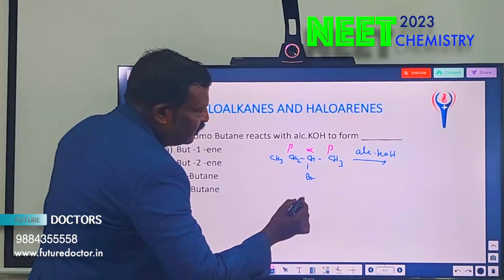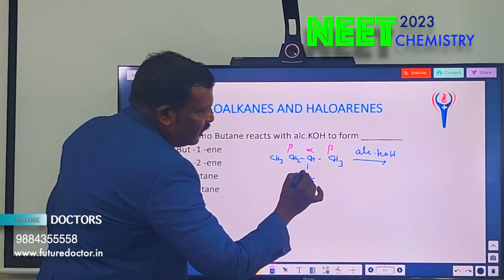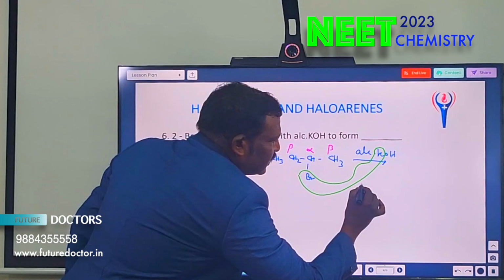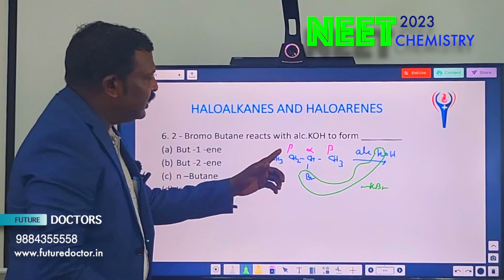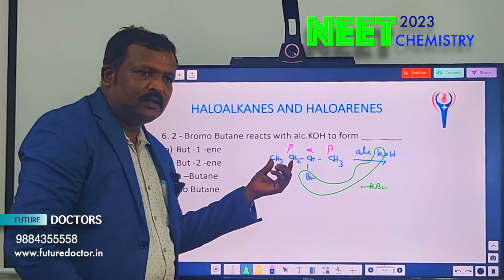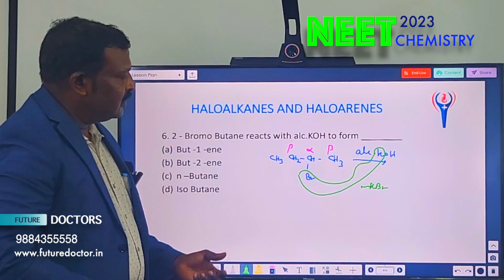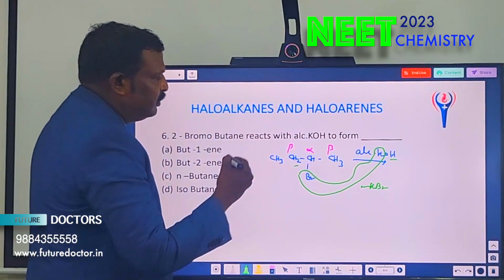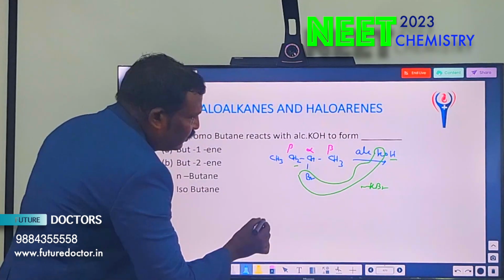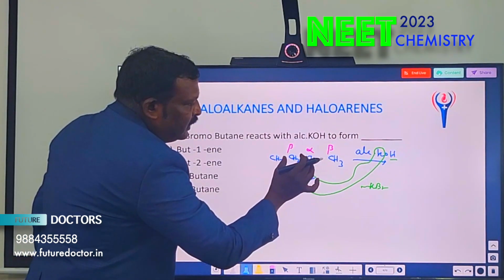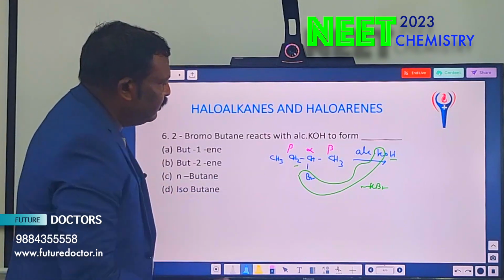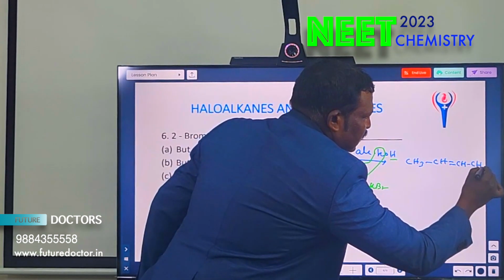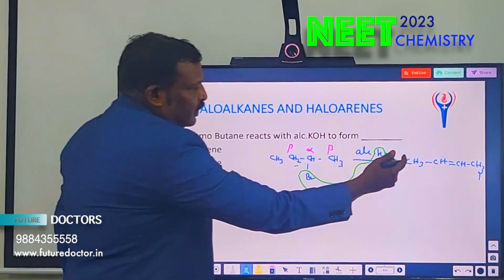As usual, from the alpha carbon, Br is removed. It reacts with K to form minus KBr. From beta, both are beta, so which beta can we take? The one on the longer side, the long chain alkyl group. So this hydrogen is removed along with the OH. The double bond will come between the alpha and beta carbon. So CH3, CH, double bond, CH, single bond, CH3. That is but-2-ene. Answer B is the correct one.